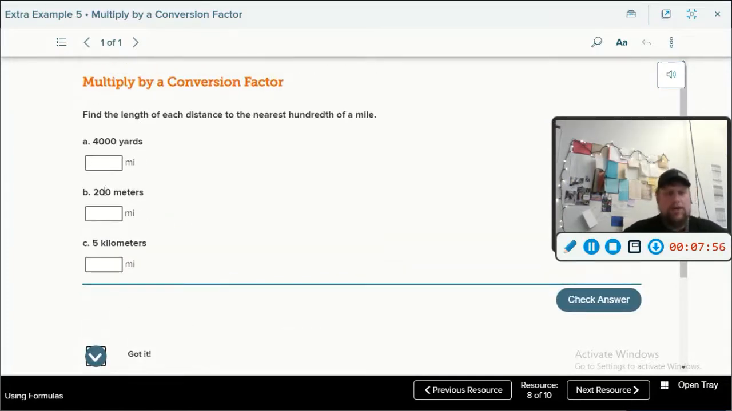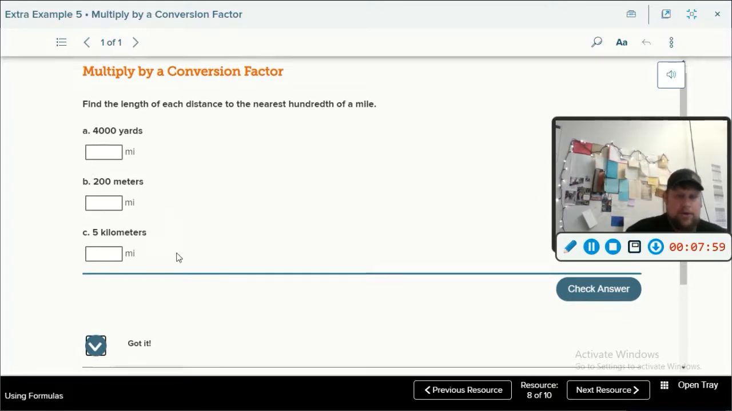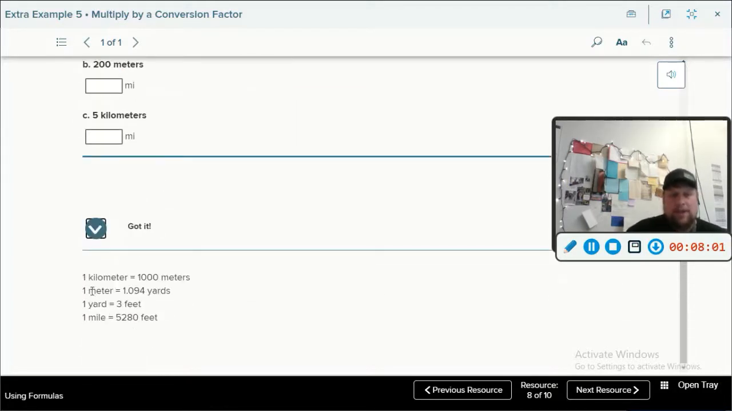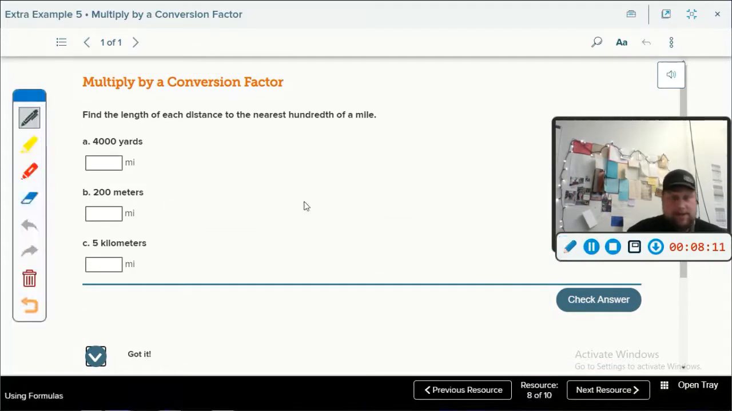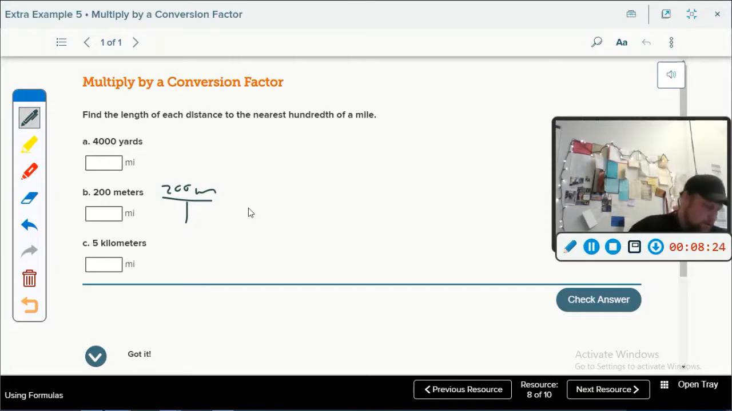So now, I want to change meters to miles. To do so, just looking at this is going to help us. I'm going to need to change meters to yards, yards to feet, and then feet back to miles like we just did. So let's get into this. I'm going to take 200 meters over 1. And as we look down here, we want to change meters to yards. So I want to get rid of meters, times, so I'm going to put the meter on bottom.